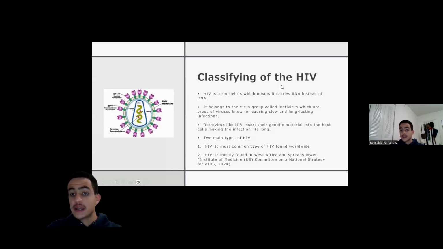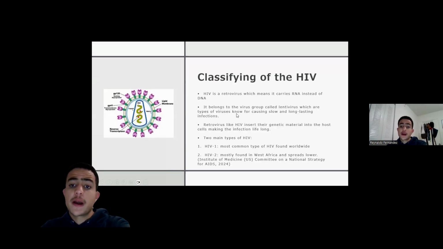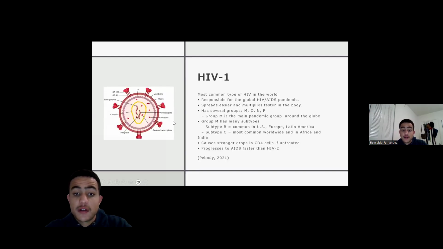Then how do we classify HIV? HIV is a retrovirus, like I mentioned before, which means it carries RNA instead of DNA. It belongs to the virus family called lentivirus, which are viruses known for causing slow and long-lasting infections. And this is a very, very characteristic of HIV. Retroviruses like HIV insert their genetic material into the host cells, making the infection lifelong.